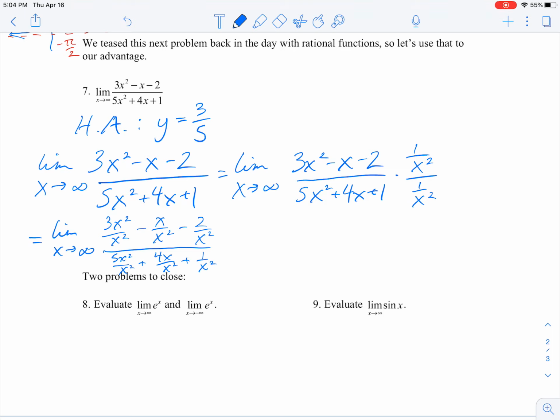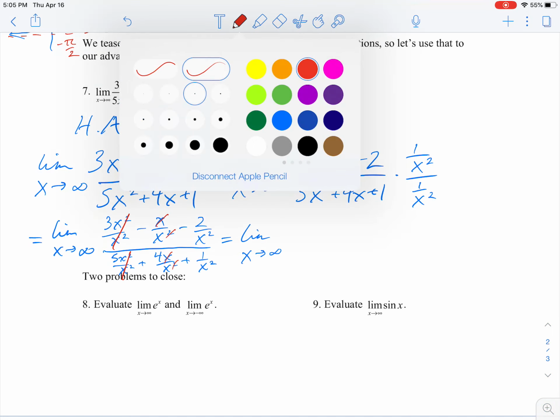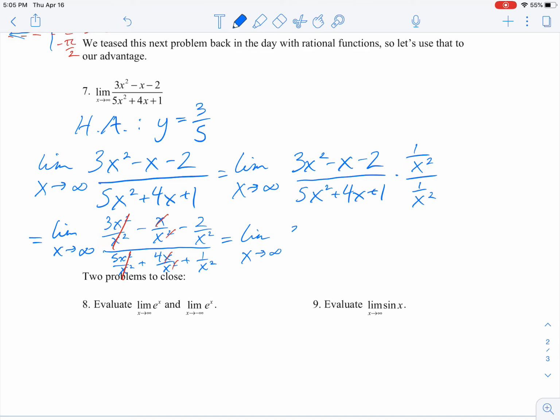Now remember, we've multiplied by a form of 1, so we haven't actually changed the value of the expression. We've just changed the way it looks in a way that is useful for us. The reason that it's useful is because we now have interesting cancellation opportunities. And what we'll get at the end of the day looks like this. We'll have 3 minus 1 over x minus 2 over x squared. We will have 5 plus 4 over x plus 1 over x squared.